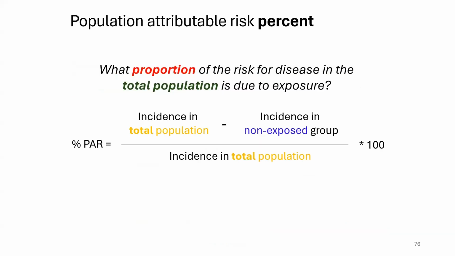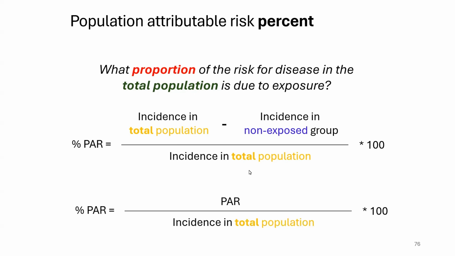Okay, so one of our last metrics today that we're going to talk about is population attributable risk percent. This gives us the proportion of the risk for a disease in the total population that is due to the exposure. And we calculate this by subtracting incidence in the total population minus the incidence in the unexposed group and dividing that by incidence in the total population. And again, multiplying it by 100%. Or PAR divided by the incidence in the total population.